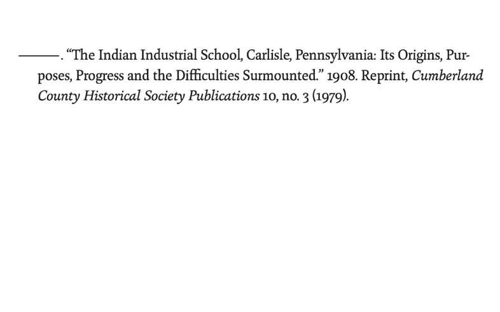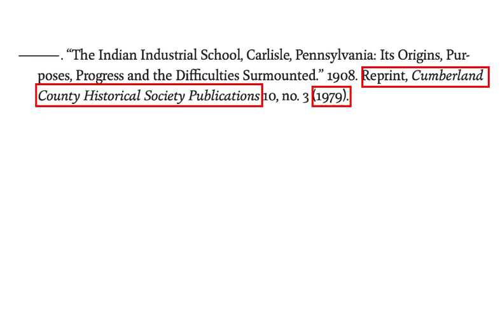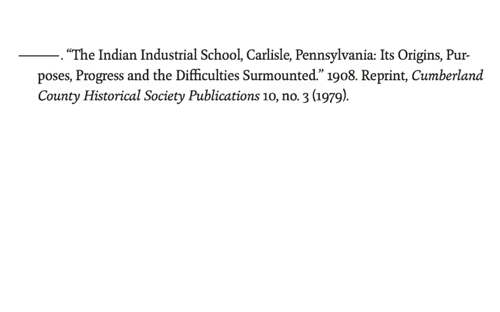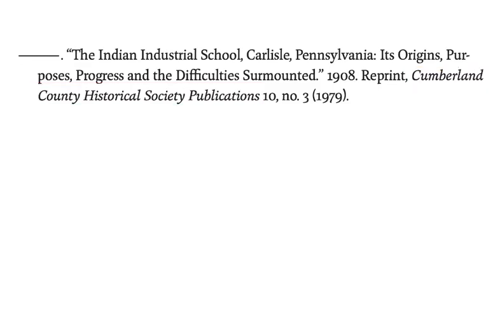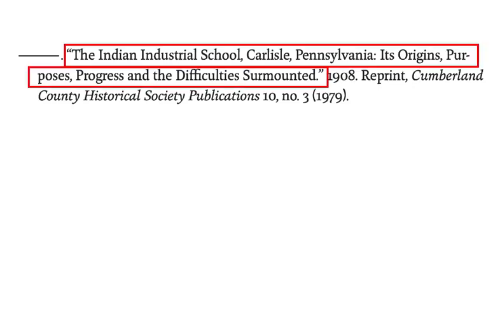It looks like it was originally published in 1908 and was reprinted in the Cumberland County Historical Society publications in 1979. To track this one down, there are a number of different approaches. We could try finding the reprint by searching for the Cumberland County Historical Society publications on the library's homepage, but I think we may have an easier time tracking down this source by searching for the title of the original publication, The Indian Industrial School, Carlisle, Pennsylvania, Its Origins, Purposes, Progress, and Difficulties Surmounted.